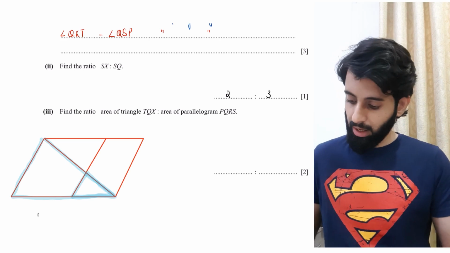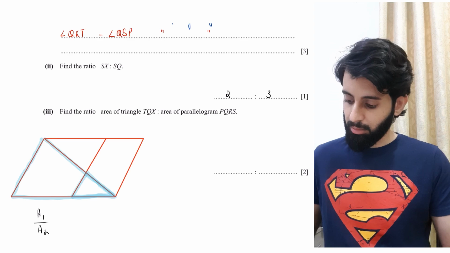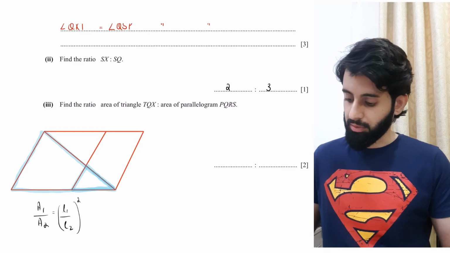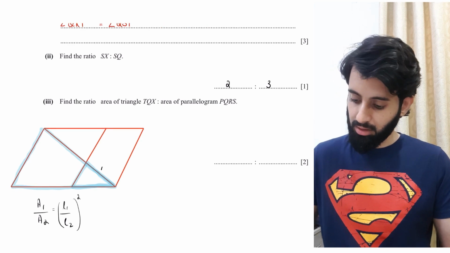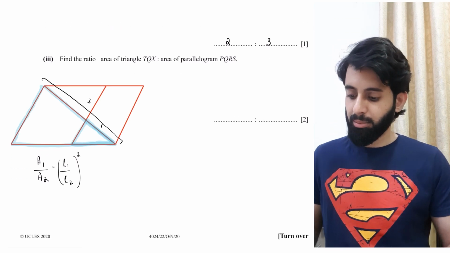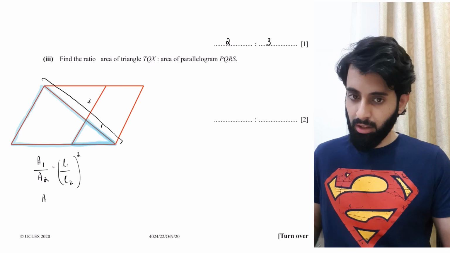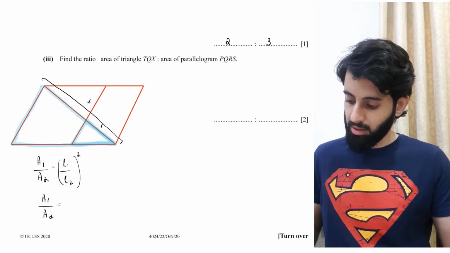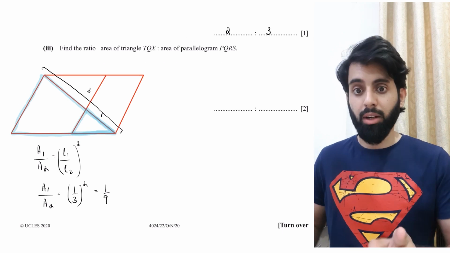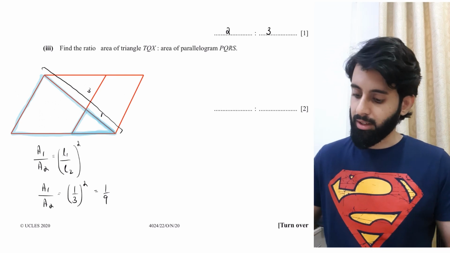If you remember the formula for when 2 objects are similar, the ratio of their areas is the square of the ratio of their lengths. This is 1 part, and all of this is 3 parts. So A1 upon A2 is equal to 1/3 the whole thing squared, which means the ratio of their areas will simply be 1:9. But don't get carried away, that's not your final answer.